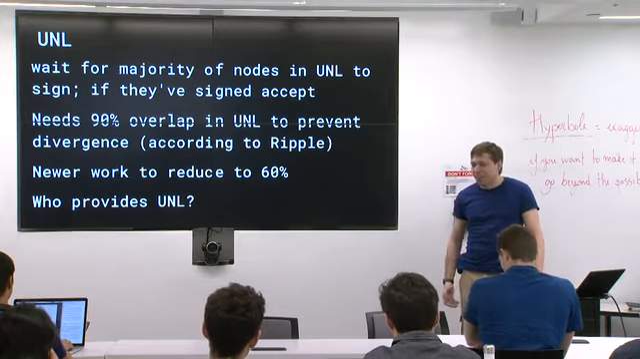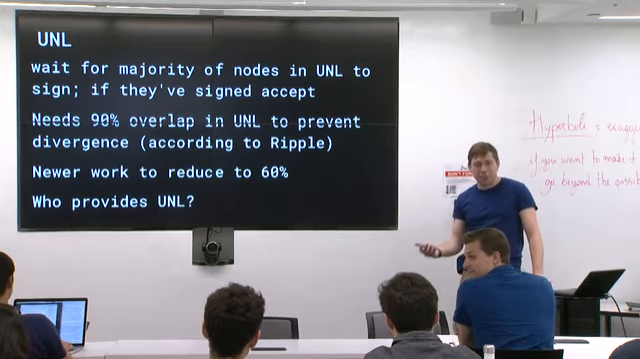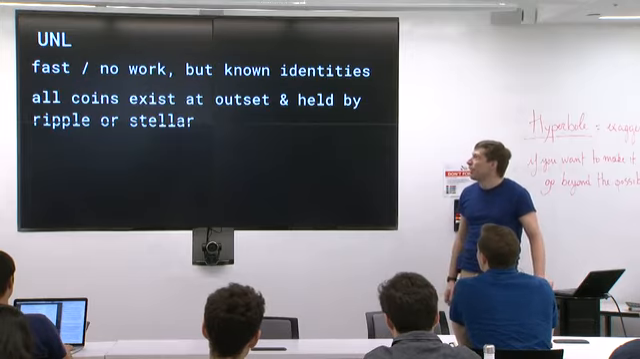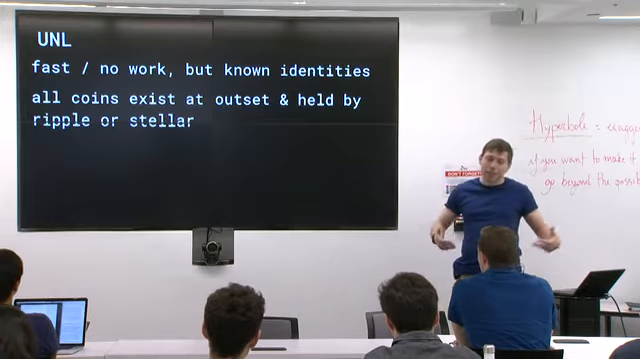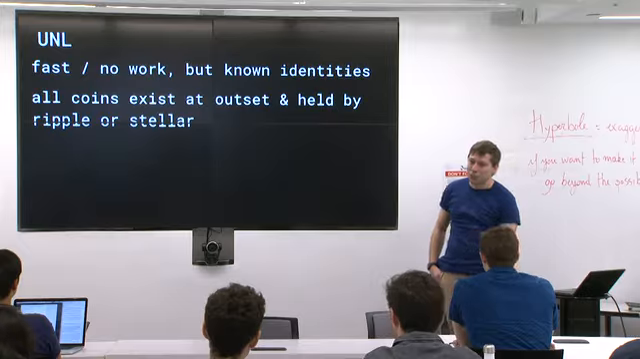So who provides the UNL? It's probably kind of obvious. Well, the Ripple company provides the UNL, right? So when you download Ripple, it has a list of unique nodes.